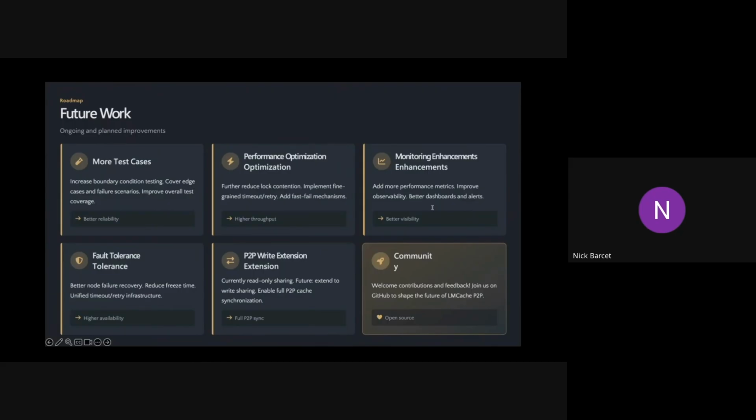Better dashboards and alerts. Fourth, fault tolerance. Better node failure recovery. Reduce freeze time. Unified communication layer timeout and retry infrastructure. Fifth, P2P RAID extension. Currently, it only supports RAID sharing. In future, we can extend to RAID sharing, enabling full P2P cache synchronization. We welcome community contributions and feedback. Please join us on GitHub to shape the future of MCache P2P.